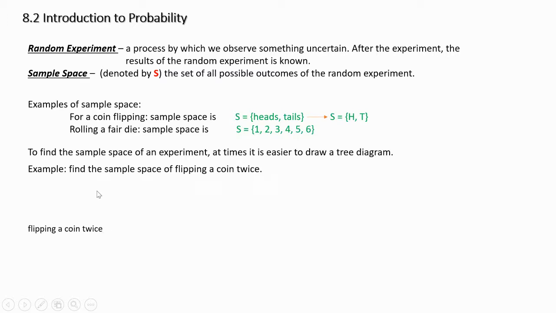Here's an example of a tree diagram. Find the sample space of flipping a coin twice, right? So here's flipping a coin. That's once. It can be heads or it can be tails, right? This is one flip. By next flip, if it was heads first, it can be heads or it can be tails again. And then if it was tails first on my first flip, then it can be tails heads or tails tails.